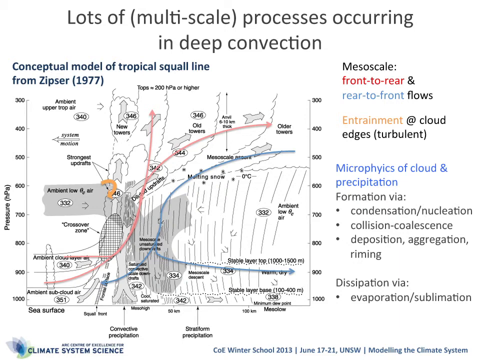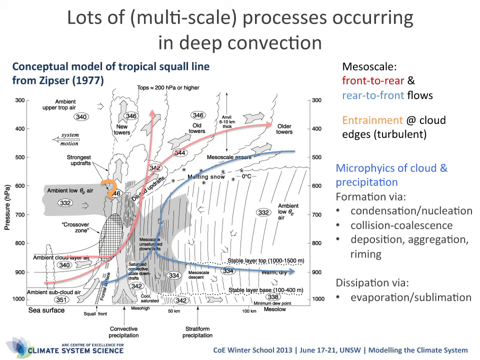So in the tropics, you have low theta E values in the mid-troposphere, high theta E values near the surface, and higher theta E values again as you go up in the troposphere. There are a lot of processes going on there. You've got your front to rear mesoscale flows, your front to rear ascent, rear to front descent, and then you've got your entrainment at the cloud edges. So you've entrained this dry air as the system convects.